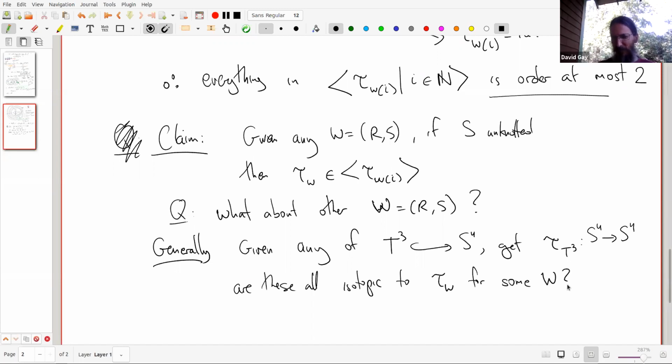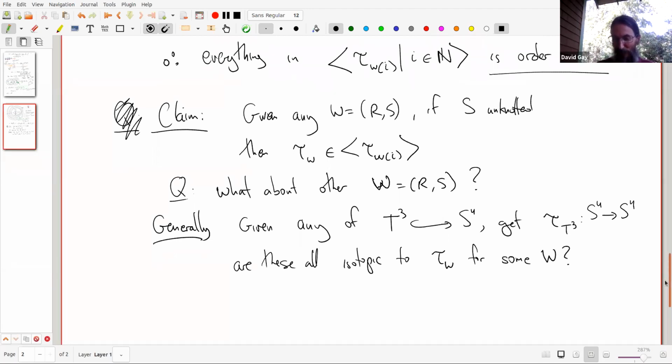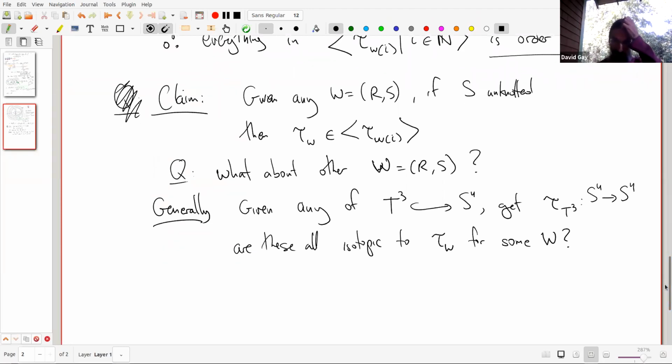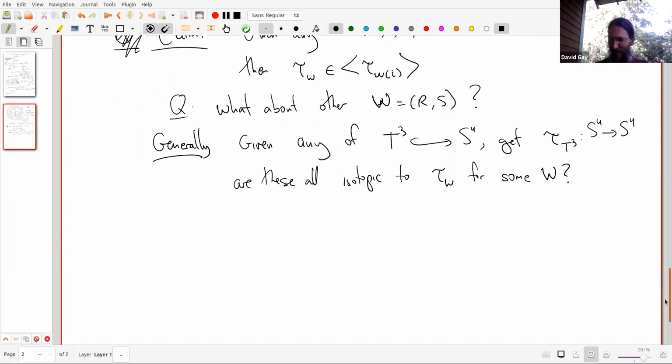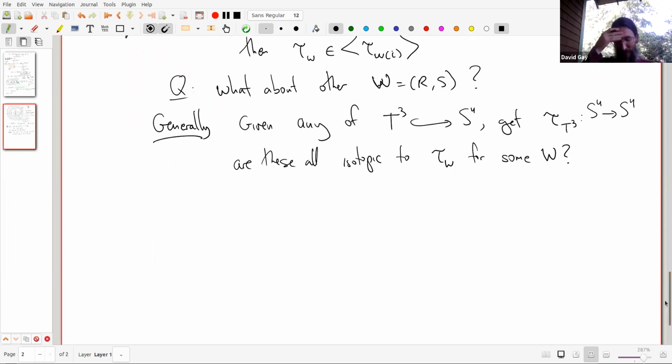Are they in the other group? And then it just becomes interesting to think about what are some interesting embeddings of the 3 torus into the 4 sphere. And at first, way back, I had no idea of any interesting ones, but a lot of them come from the Montesinos twins, but there are much more than that.